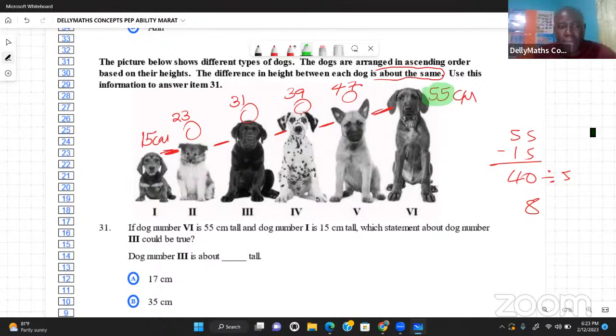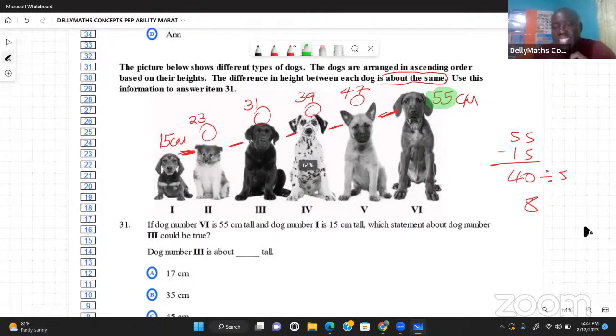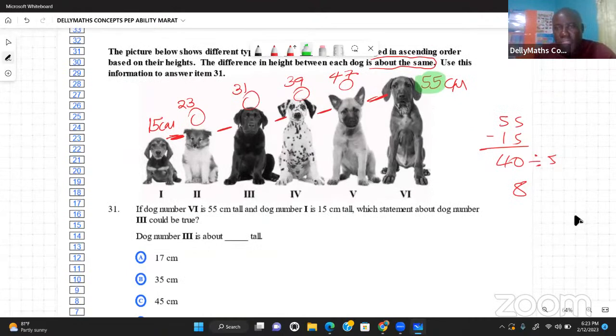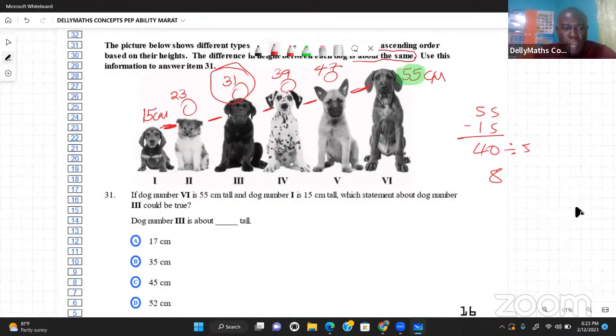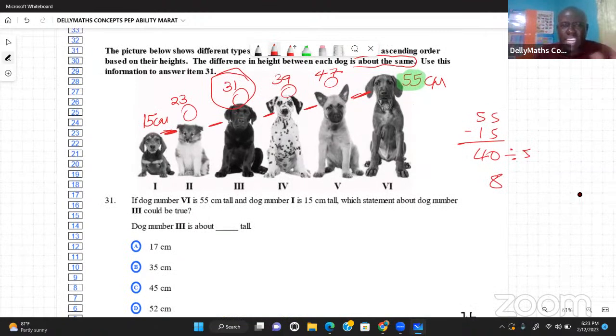Remember, though, the question did not state that they want the specific thing. Look at the word that they use. The wording is very important. Watch this. Dog number 3 is about. They didn't say the exact. Dog number 3 is about. So I'm looking for anything near my 31. Anything near 31. So dog number 3 right there, based on what they actually disclose, right?